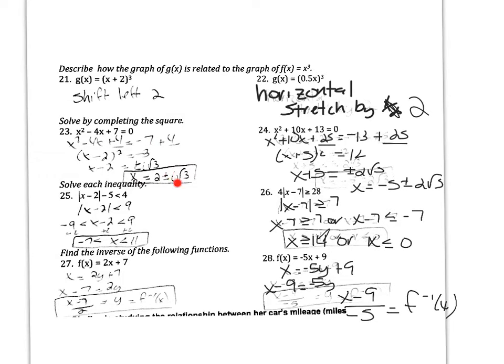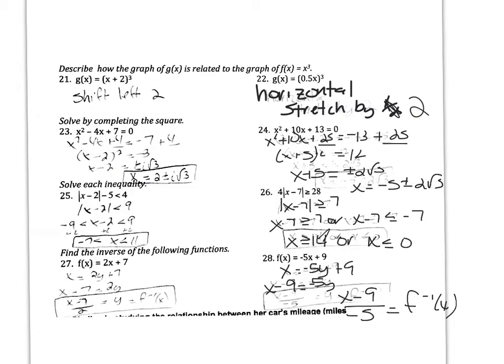23, complete the square. We've done this 100 times now. Move the 7 over, make it -7. Take half the middle, square it, add it to both sides. That gave me -3. Take the square root of both sides. That gets rid of the square. Put a plus or minus i on 3 because it was negative. Then just move the 2 over and you're done.